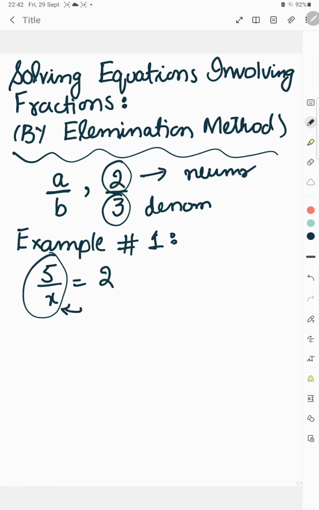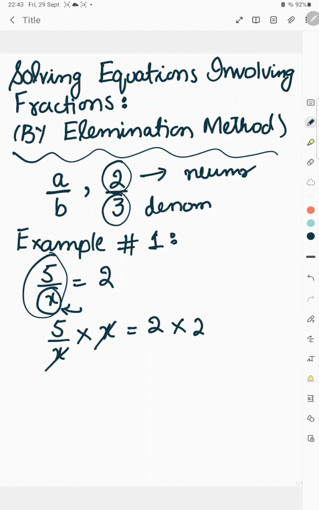So how will we eliminate it? As I already told you, we will eliminate the fraction with the help of multiplication. So what do we have to multiply here to eliminate the fraction? For this you have to observe the denominator. In this example, the denominator is x, so we have to multiply by x on both sides of the equation to eliminate the fraction.